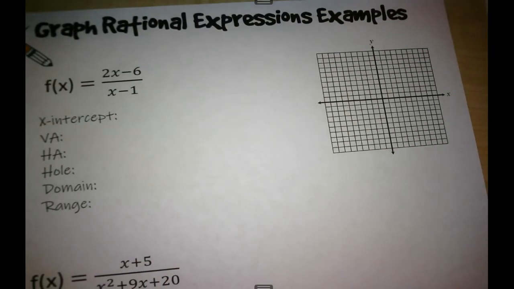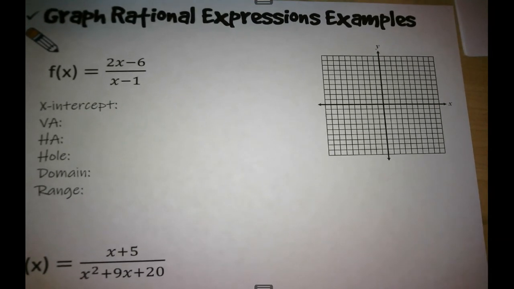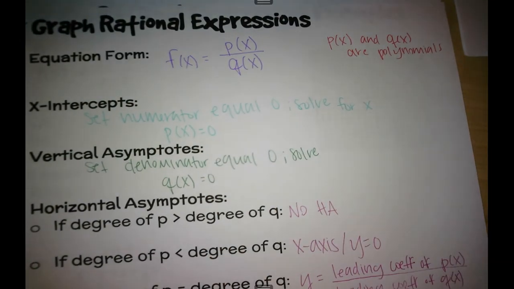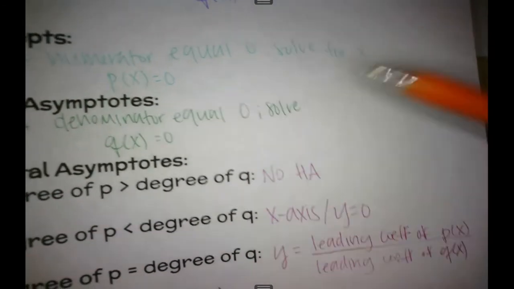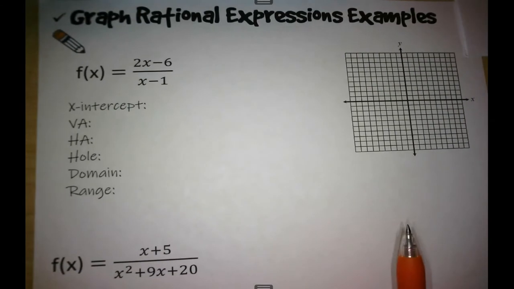So let's look at a couple more examples real fast. All right, we got 2x minus 6 over x minus 1. Let's go through each of these. X-intercept. Go back to your notes. Whenever you're doing these problems, go back to these notes. That's why I lay it all out here for you. So all you need is this page to solve any of these problems, okay? You don't even need a calculator.